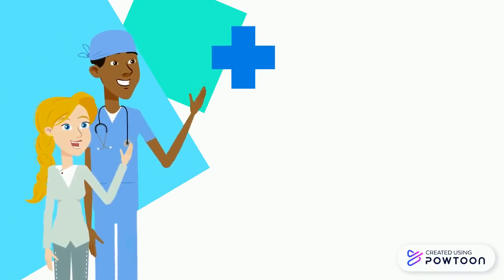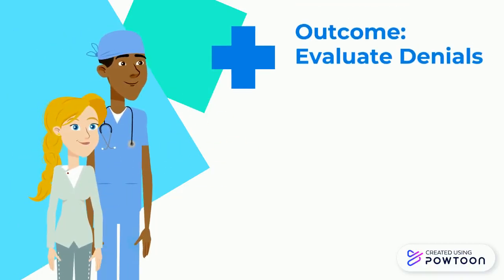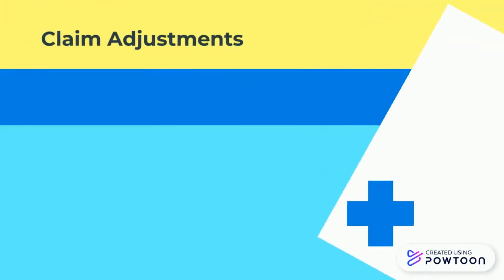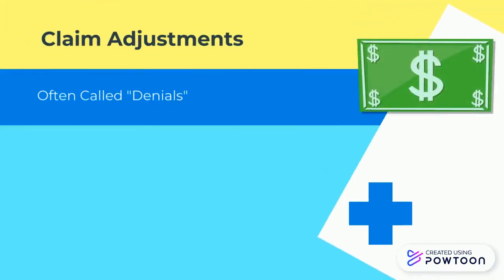Today we're going to review the things you need to know to evaluate denials. You'll be analyzing documentation and coding guidelines and payer policies to identify resolutions. We often use the word denial to describe a claim that was sent to an insurance company that they refused to pay. But in reality, these are called claim adjustments.